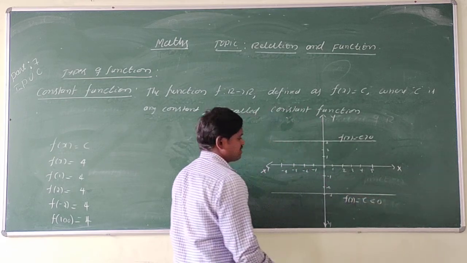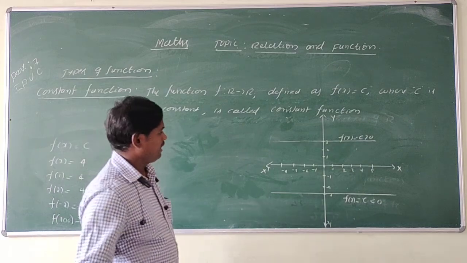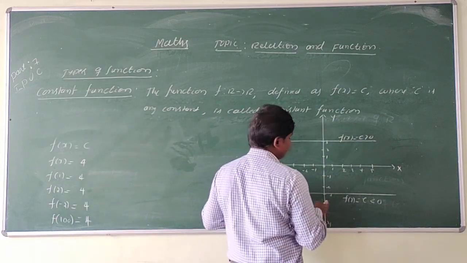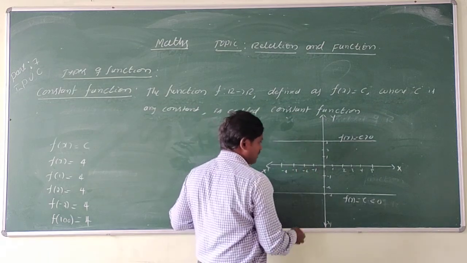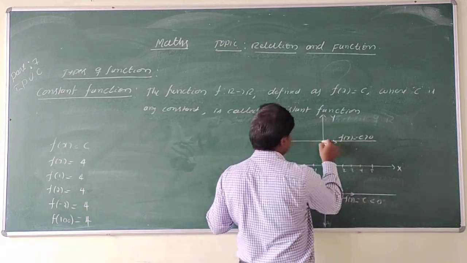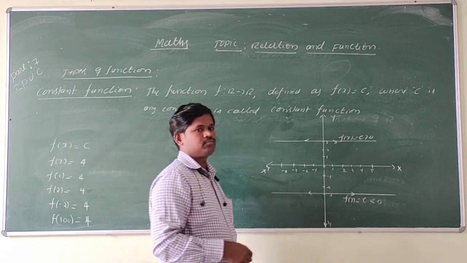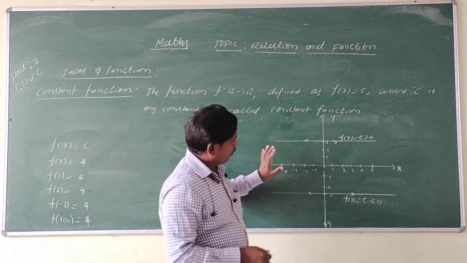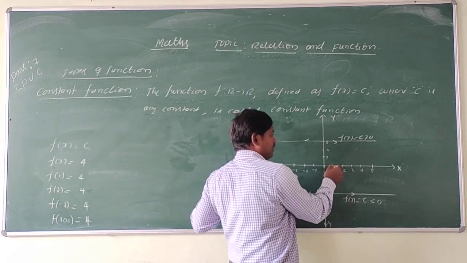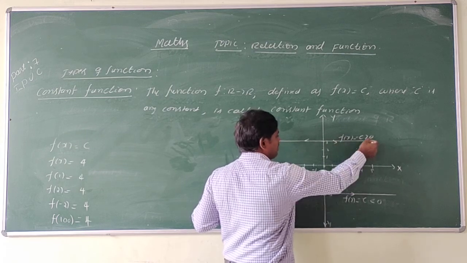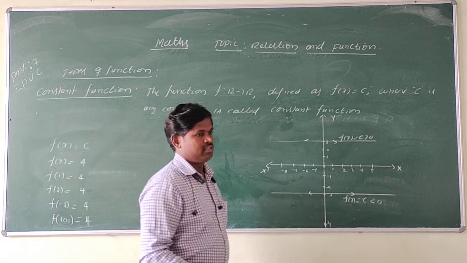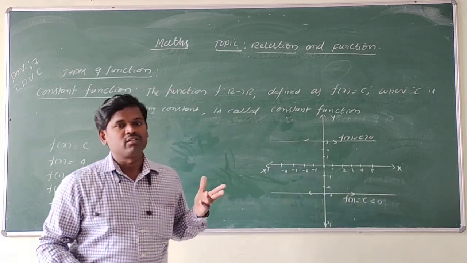Suppose c is less than 0, then we get it on the downside. If c is greater than 0, then it is above the x-axis, and if c is less than 0, below the x-axis. So this is the line. Whatever the value, suppose we put 1, 2, 3, 3.5, 3.6, whatever the value, we get some constant c. So this is the graph of a constant function.